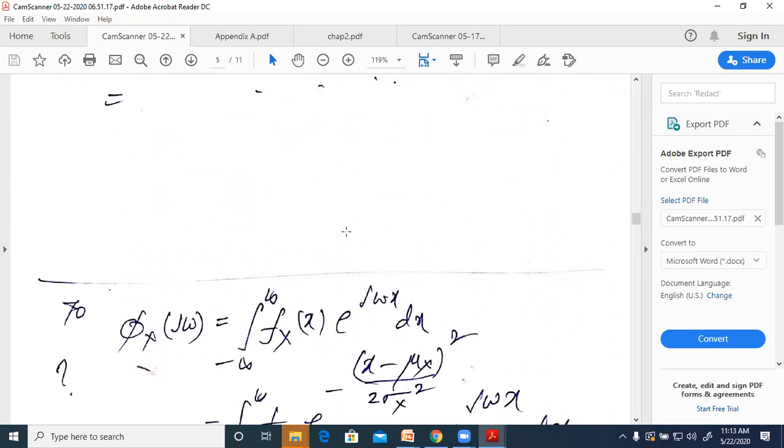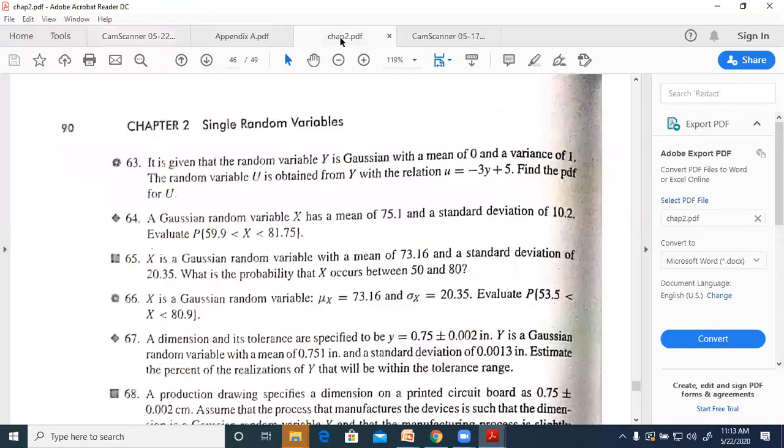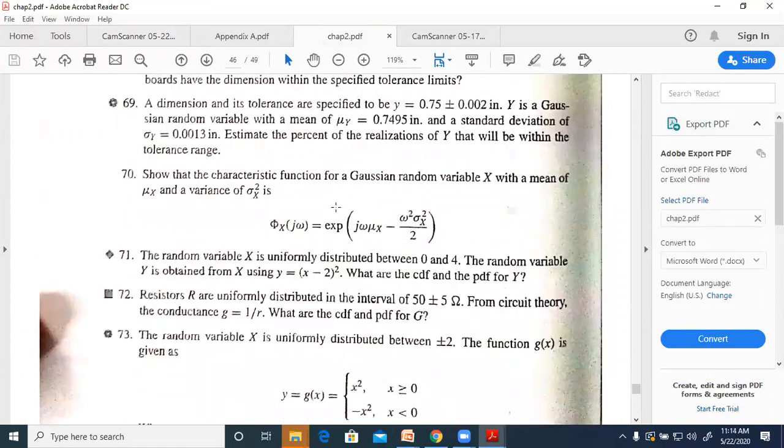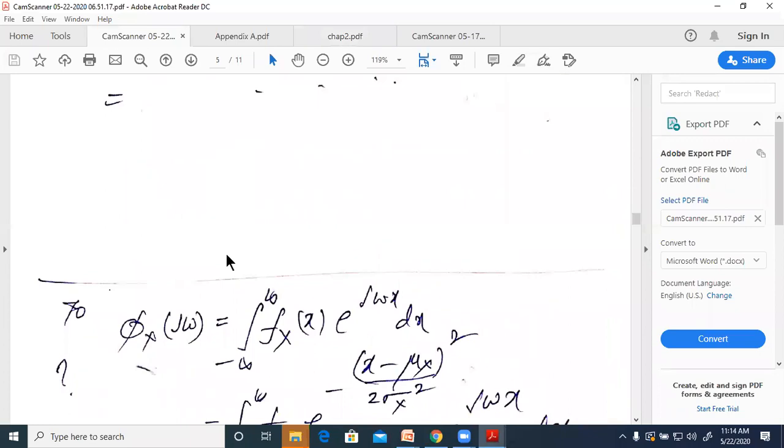Again, question number 70 there, which is this. I didn't know how to represent that. You need to show that the characteristic function for Gaussian random variable x with a mean of this and this is equal to this. We have to show this, which is there in the appendix also.